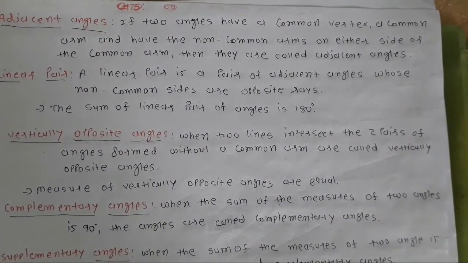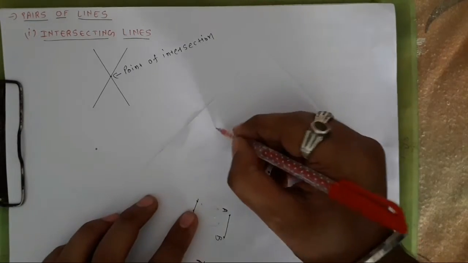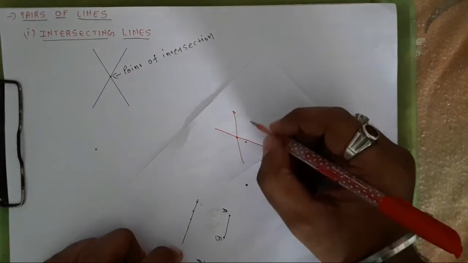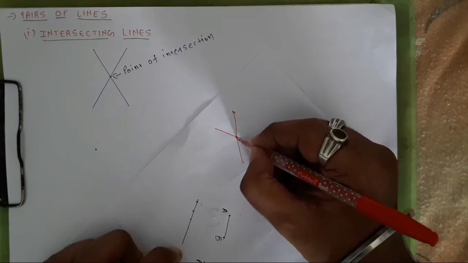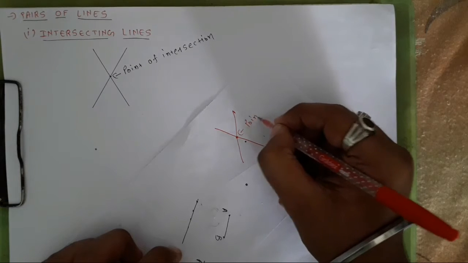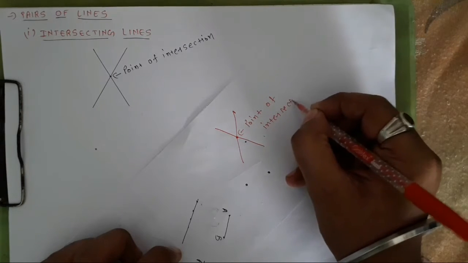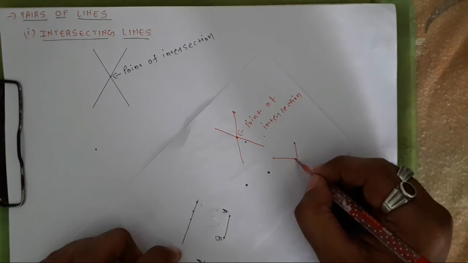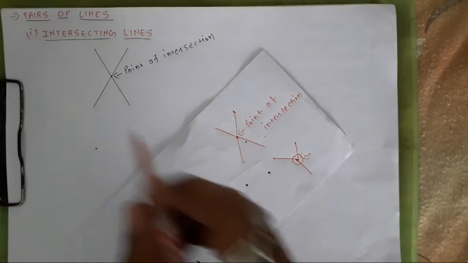Now moving to the next topic, pairs of lines. In that, the first one is intersecting lines. What is intersecting? We all know when two lines intersect each other at one point, at a common point, that is called intersecting lines. These two lines intersect each other at this one point. This point is called the point of intersection. Similarly, this is also a point of intersection. Intersecting lines. Here the common point is here, the point of intersection. This is called intersecting lines.